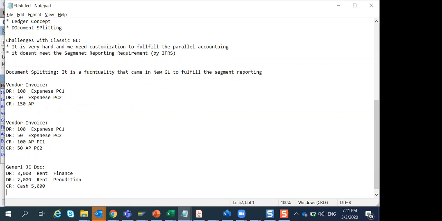I want somebody to help me and write it in the chat box, guys. What do you mean, like where the credit will be, 3,000 AP to finance and 2,000 AP to production? Yeah, put it. I want to see the accounting entries in the chat box. Let's see if anybody can do it right.